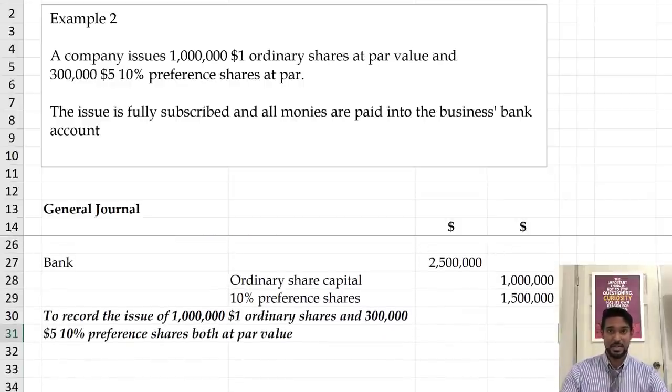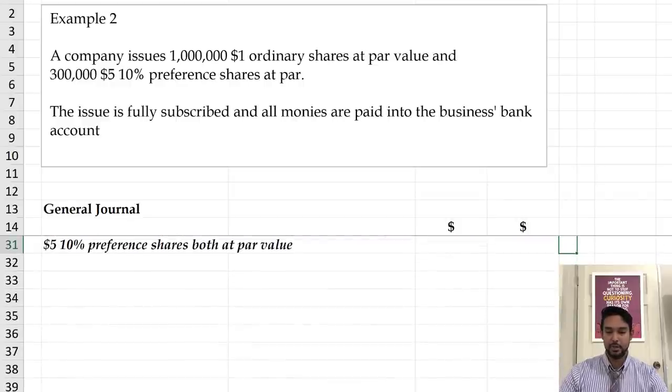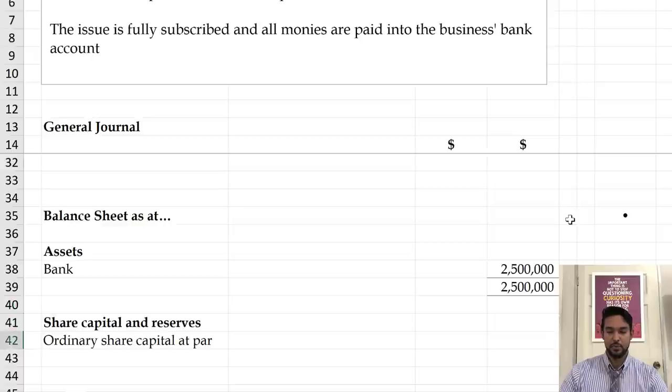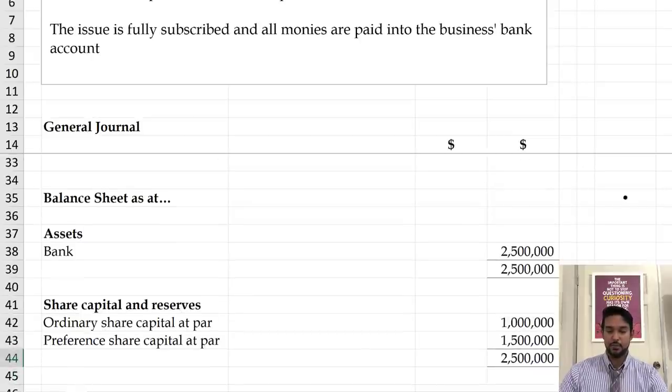So we have a second type of share being issued, so we're going to include that as well in our capital section. So assets, bank, 2.5 million, totaling 2.5. Share capital and reserves: we have ordinary shares, 1 million, preference share capital, 1.5. You can also put the 10% preference shares here as well. That's fine. And our total, what's the total? 2.5 million. Right. So we see once again, assets equal to capital in this case. No liabilities. So assets equal to capital. Okay. Let's take a look at example three.